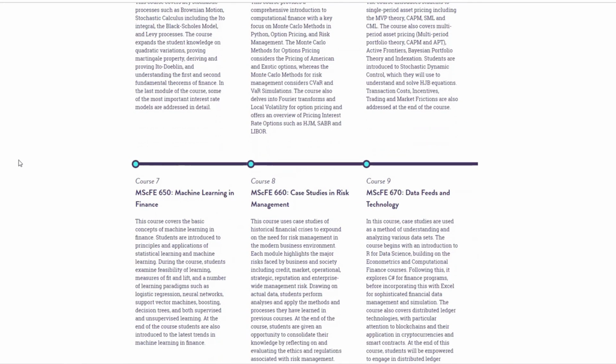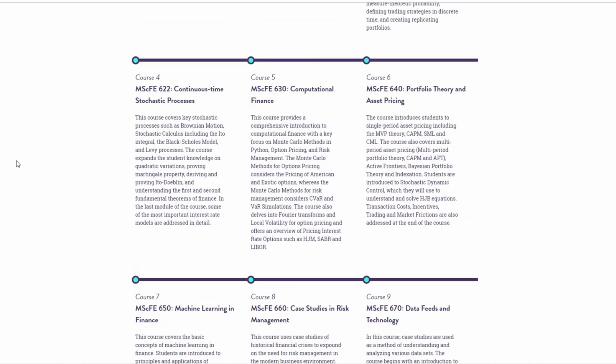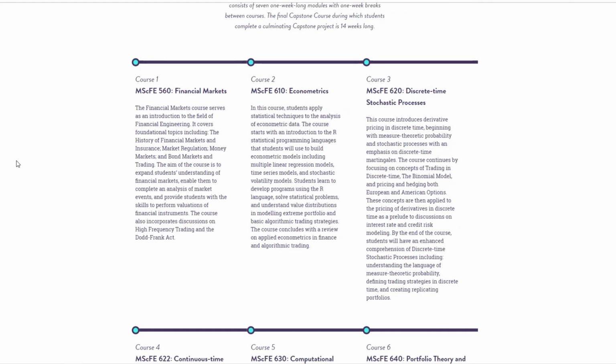So a lot of this is just touchy-feely stuff. I feel like machine learning is great. You're going to cover a little bit here, a little bit there. You're going to do some data feeds and technology. I think it's awesome to get a taste of that. Portfolio theory, asset pricing, that's just general finance and financial markets and econometrics. It's okay. The quality is okay. It's an online degree. It's not going to have the rigor that you're going to have in a brick and mortar university. Okay, so let's just dive on in here quickly to what the program is good for.